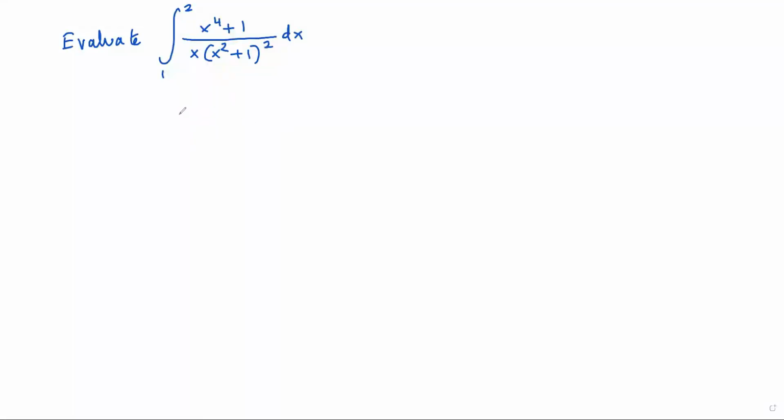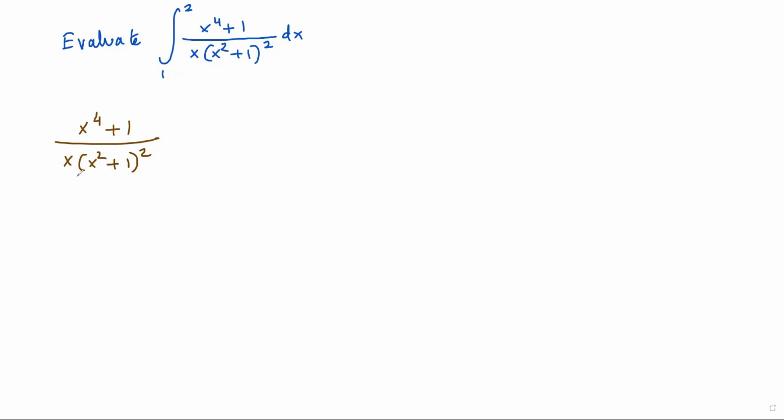Evaluate the integral from 1 to 2 of (x^4 + 1) over x times (x^2 + 1) the whole squared, dx. To evaluate this integral, I have to write this rational function into partial fractions. So we have (x^4 + 1) over x times (x^2 + 1) the whole square. To write the given rational function into partial fractions, I have to look at the denominator.